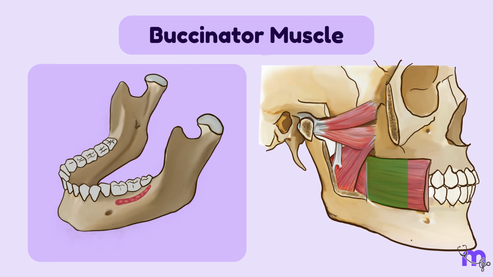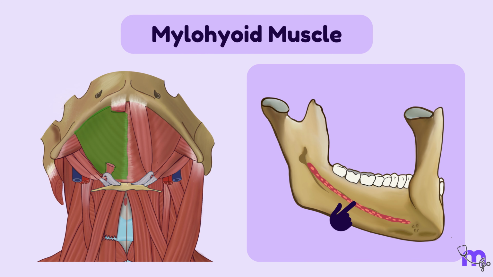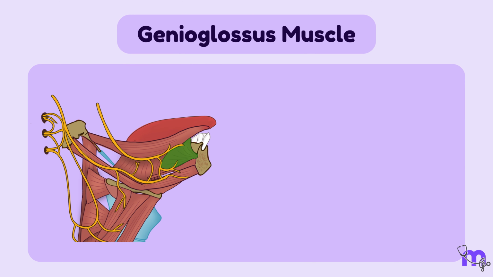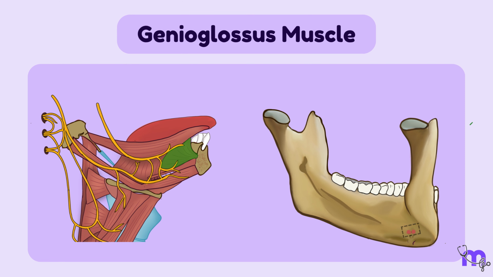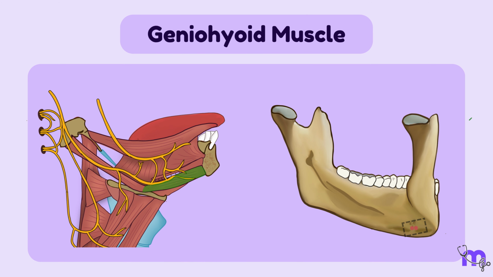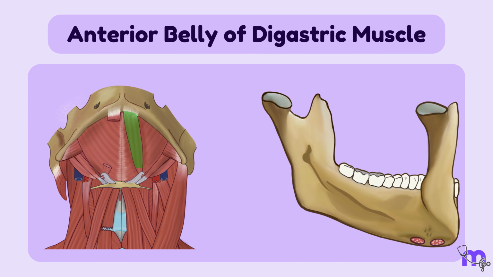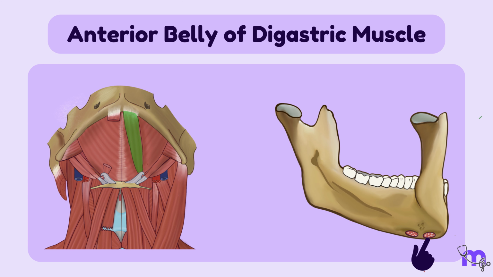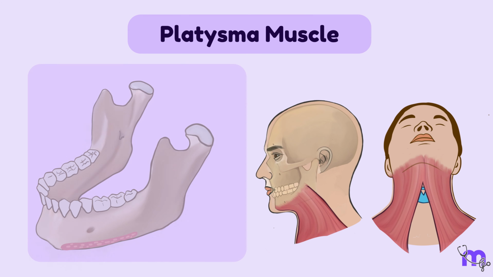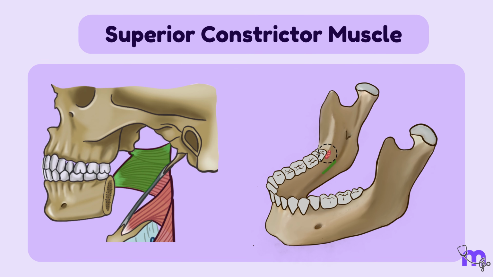The buccinator muscle arises from the oblique line below the 3 molar teeth, while the mylohyoid muscle originates from the mylohyoid line. The genioglossus muscle arises from the superior genial tubercle, and the geniohyoid muscle attaches to the inferior genial tubercle. The anterior belly of the digastric muscle emerges from the digastric fossa, on the base of the mandible near the symphysis menti. Finally, the platysma muscle inserts into the base, and the superior constrictor muscle arises from the area above the posterior end of the mylohyoid line.